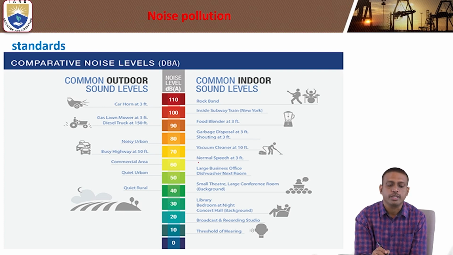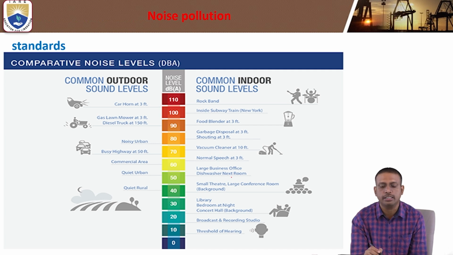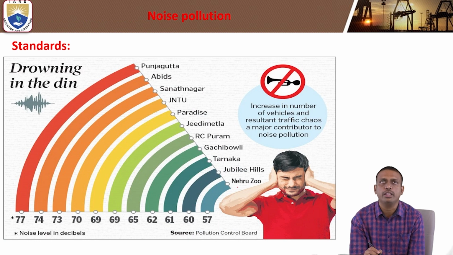Comparative noise levels are given for common outdoor sound levels and common indoor sound levels. A car horn at 3 feet is 110 decibels; a rock band and a gas lawn mower at 3 feet; a diesel truck at 150 feet produces between 90 and 100. Inside a subway train in New York, food blenders at 3 feet, noisy urban areas, busy highways at 50 feet, commercial area, quiet urban, quiet rural. Indoors: threshold of hearing, broadcast and recording studio, library, bedroom at night, concert hall, small theater, large conference room, large business office, normal speech at 3 feet, vacuum cleaner at 10 feet. All these are some of the comparative noise levels, outdoor and indoor. Drowning in the din.